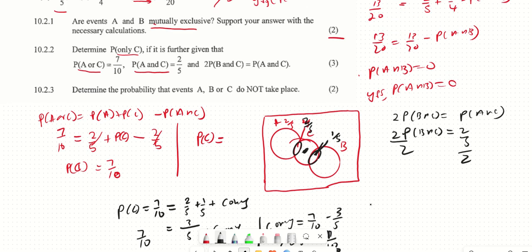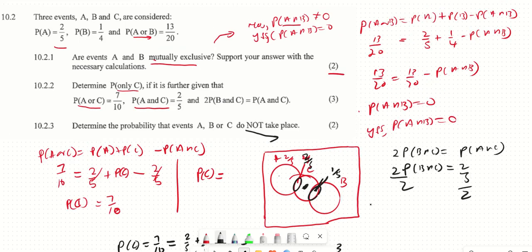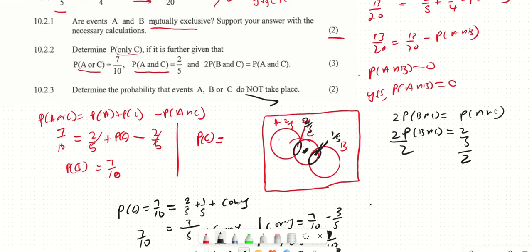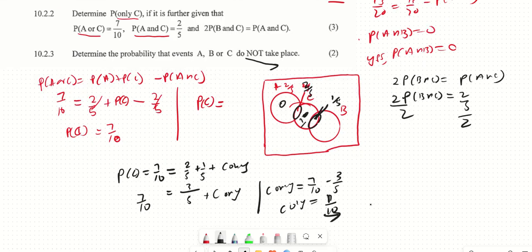Okay, now determine the probability that event A, B, or C does not take place. So now, what is outside here? Event A, B, or C doesn't take place. So now remember that we must focus on what's inside. So event A only, we don't have it, because the event A is equal to the intersection. So this here is 1 over 10.